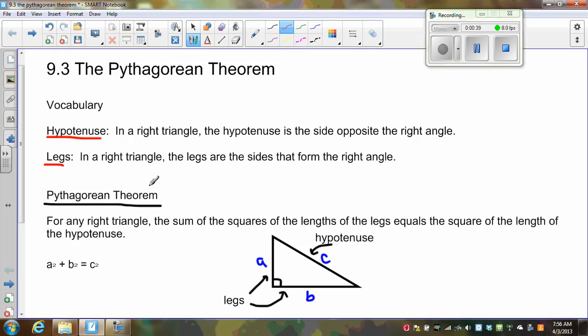The Pythagorean theorem states that for any right triangle, the sum of the squares of the lengths of the legs equals the square of the length of the hypotenuse. So if we have a and b as our legs, and c, we always indicate c as our hypotenuse. That means a squared plus b squared equals c squared. So let's use this in an example problem.